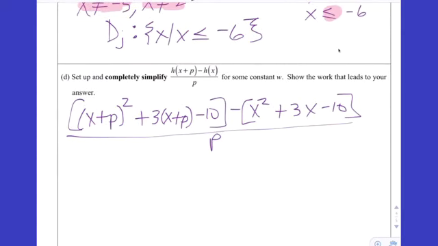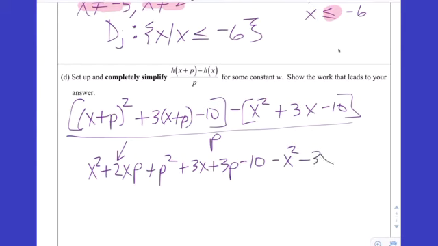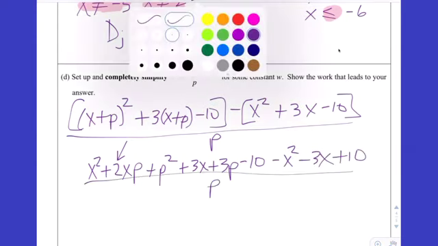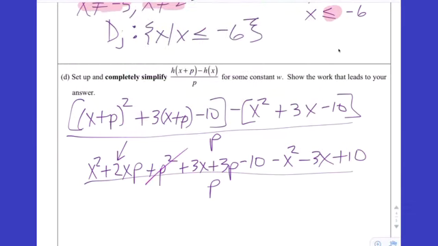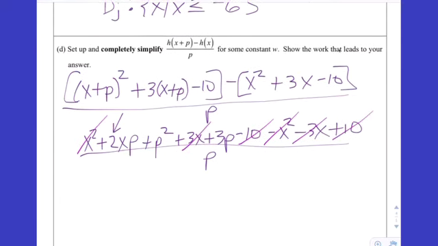Now we expand it all out, right? Square, multiply, and double. Some people still aren't doubling it. Plus p squared plus 3x plus 3p, minus 10, minus x squared, minus 3x plus 10, all over p. This is your checkpoint. If you do it correctly, good things should happen. So make sure that they do. I've got an x squared, minus x squared, negative 3x, plus 3x, negative 10, positive 10.